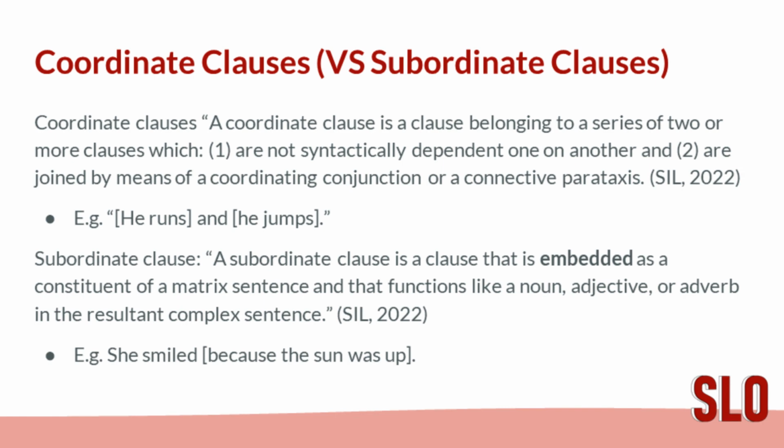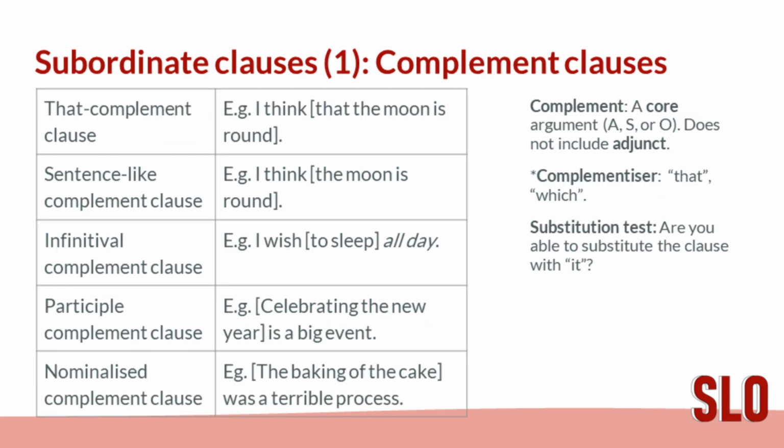For example, in she smiled because the sun was up, she smiled is the main event and hence the matrix or the main clause. Because the sun was up is the subordinate clause. It gives you more information about why she smiled, and it cannot stand alone as a sentence. A complement clause is a subordinate clause which functions like a noun. On the right hand side, we have three characteristics of complement clauses.